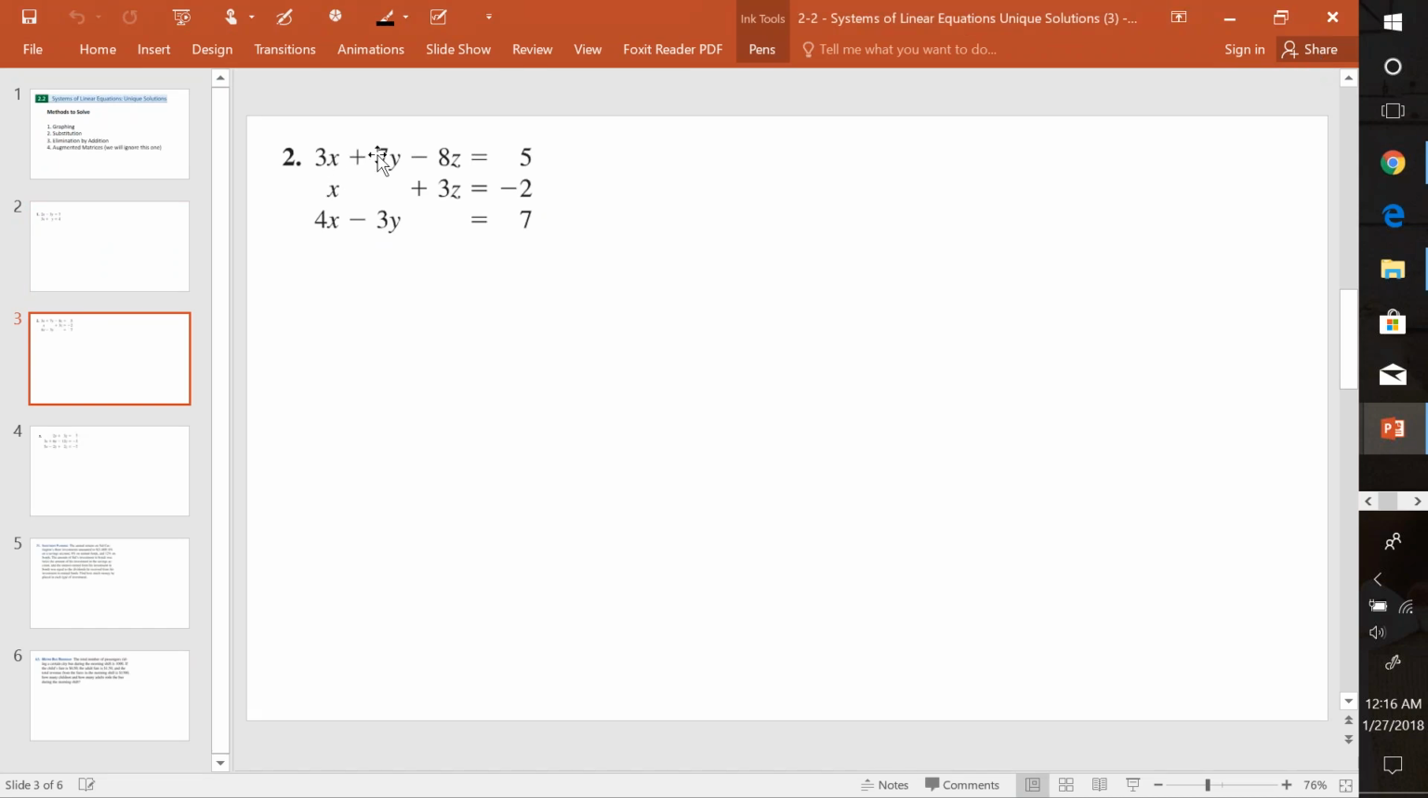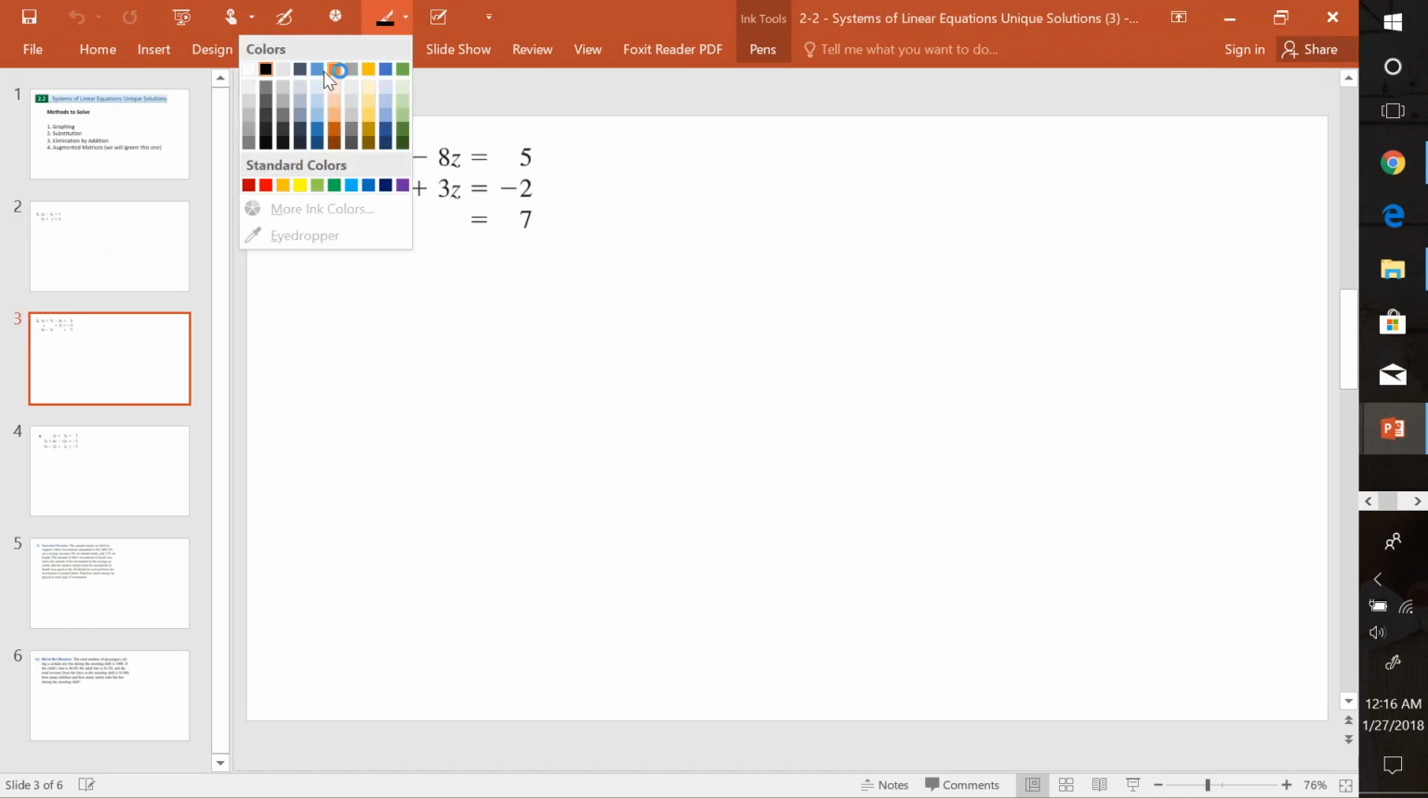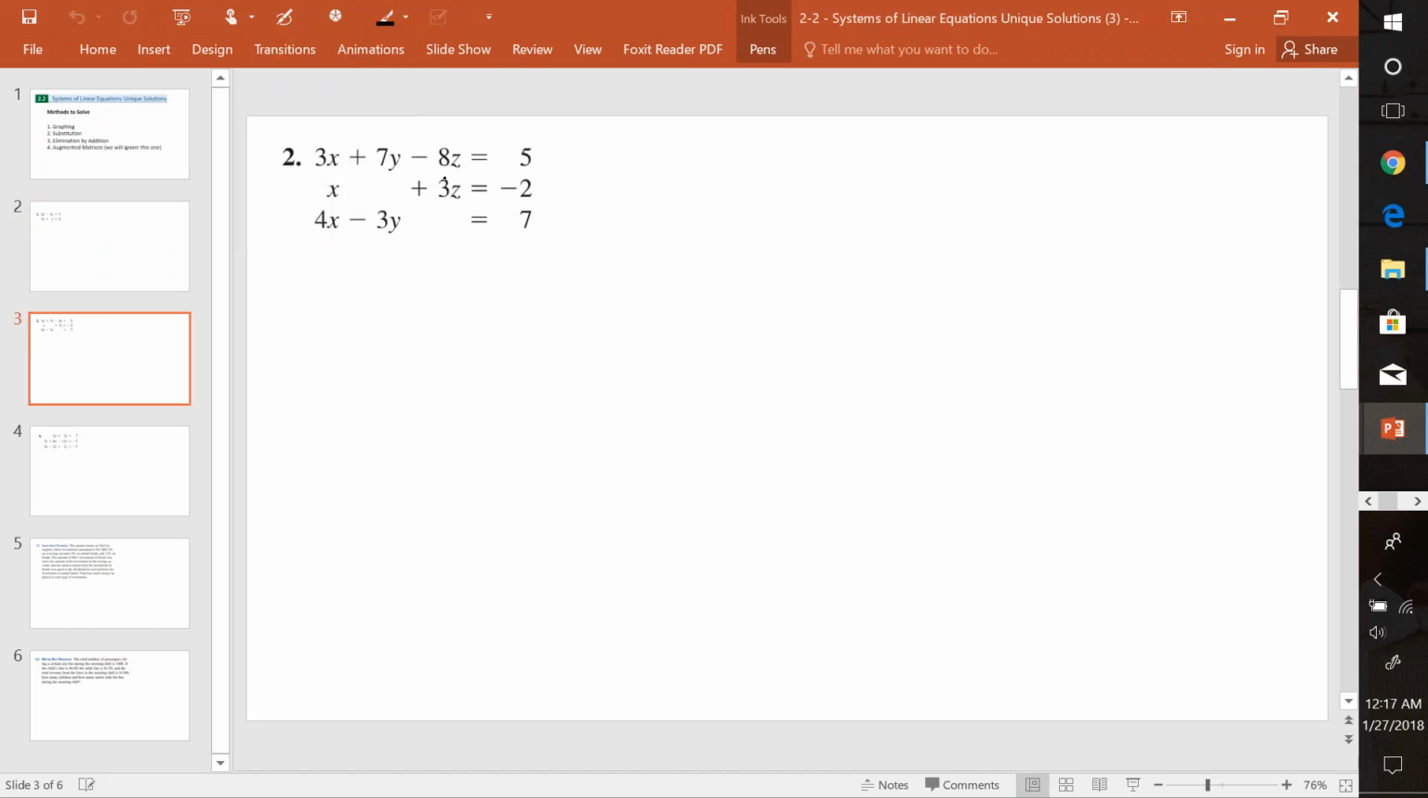This one has 3x plus 7y minus 8z equals 5, x plus 3z equals negative 2, and 4x minus 3y equals 7. So you need to determine, first of all, how you're going to go about getting this down to two variables. Since two of the equations only have two variables, usually when that happens, I let one of those be an equation all by itself, and I try to make the other pair look similar. In other words, have the same variables.